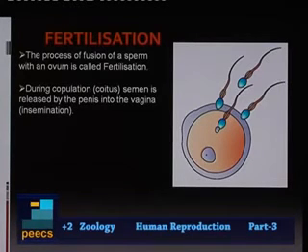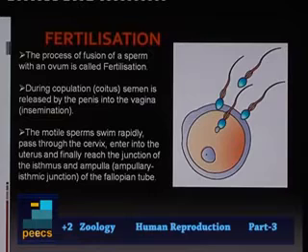You know that during coitus or sexual intercourse, the seminal fluid will be released by the penis and it will reach the vaginal portion. This is called insemination. After insemination, the sperm cells move with the help of their tail. They can reach the junction of isthmus and ampulla. We can call it the ampullary isthmic junction.